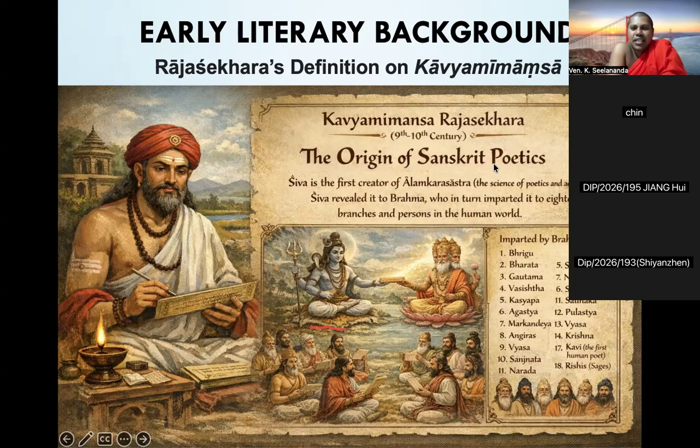Shiva reveals that Alankara Shastra, or poetics, to Brahma, who in turn imparted it to 18 branches. There are 18 branches of the poetics, and from these 18 branches it came to the human world. Actually, this is a myth of Sanskrit literature and Indian tradition. Shiva revealed it to Brahma, and Brahma separated these poetics and gave them to 18 branches, and from the 18 branches the human world received it.